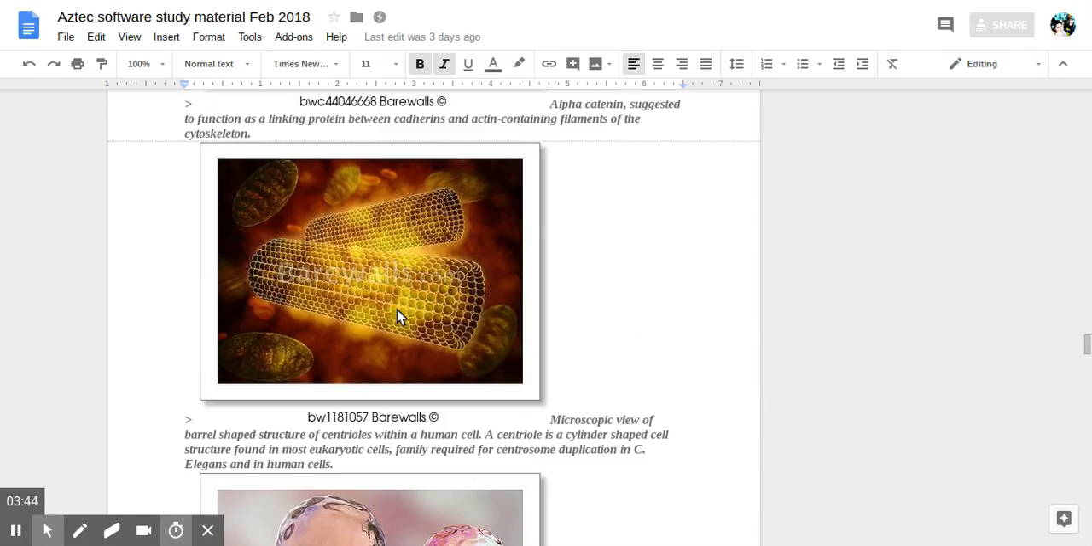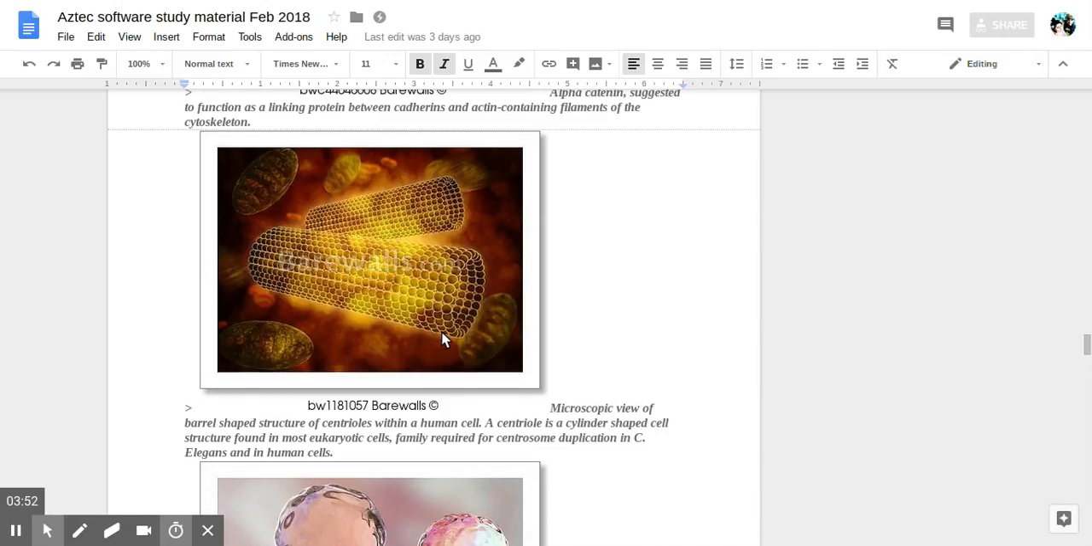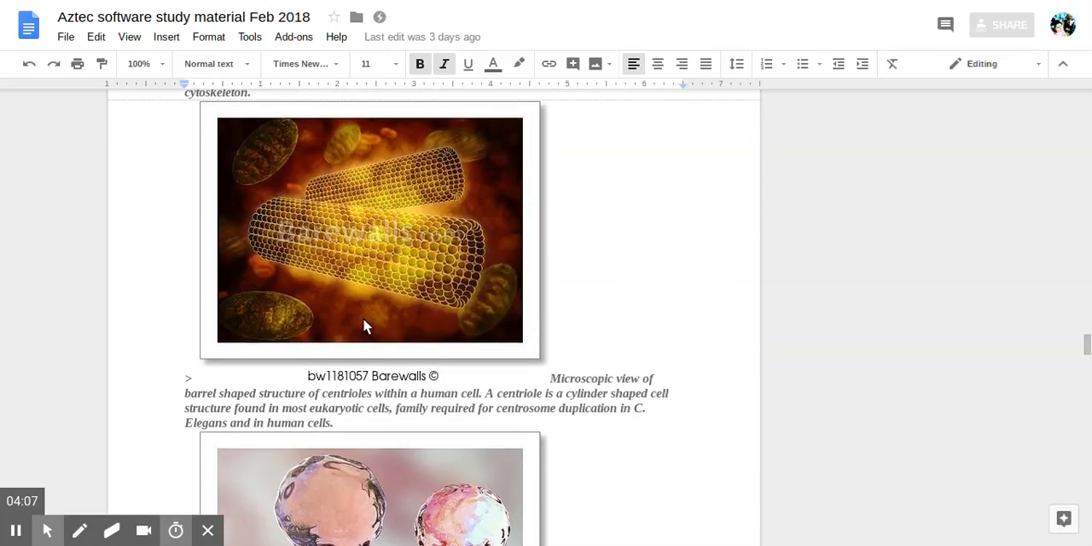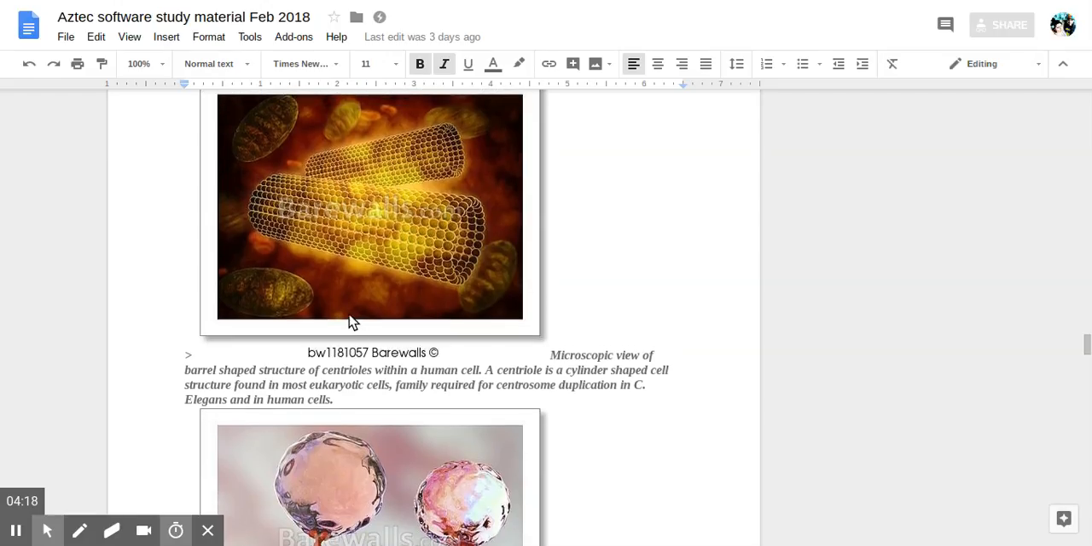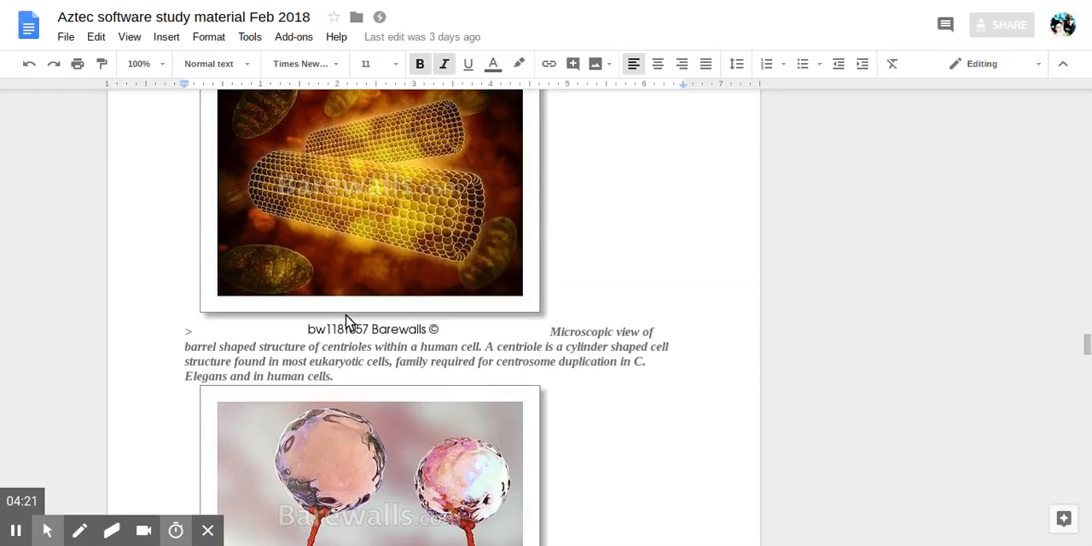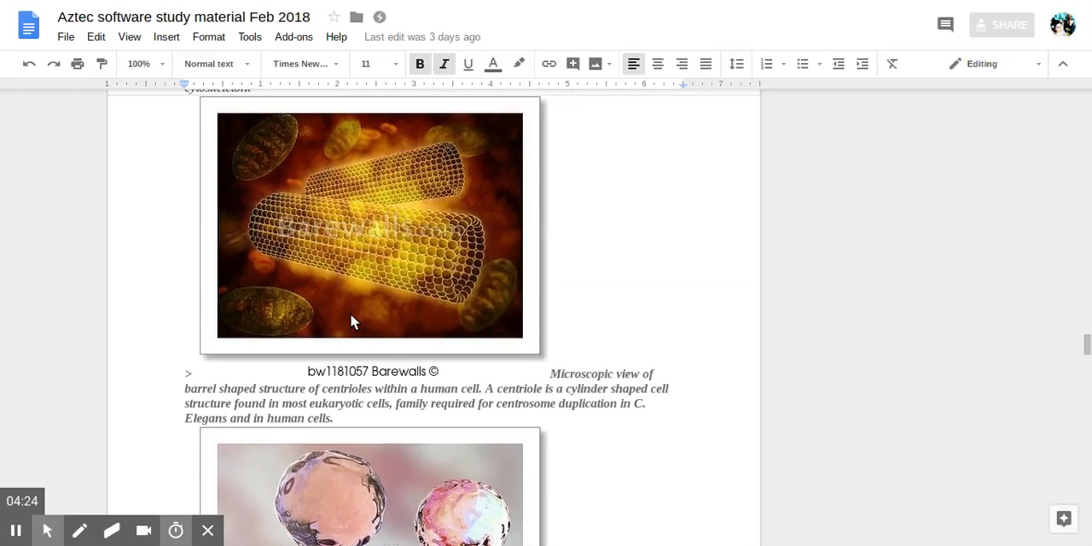And this is a picture of the barrel-shaped structure of the centrioles. This is for a human cell. A centriole is a cylindrical-shaped cell structure found in most eukaryotic cells, and it's required for centrosome duplication in various organisms. This is important when the cell is doubling or going through division. That's the centrioles.